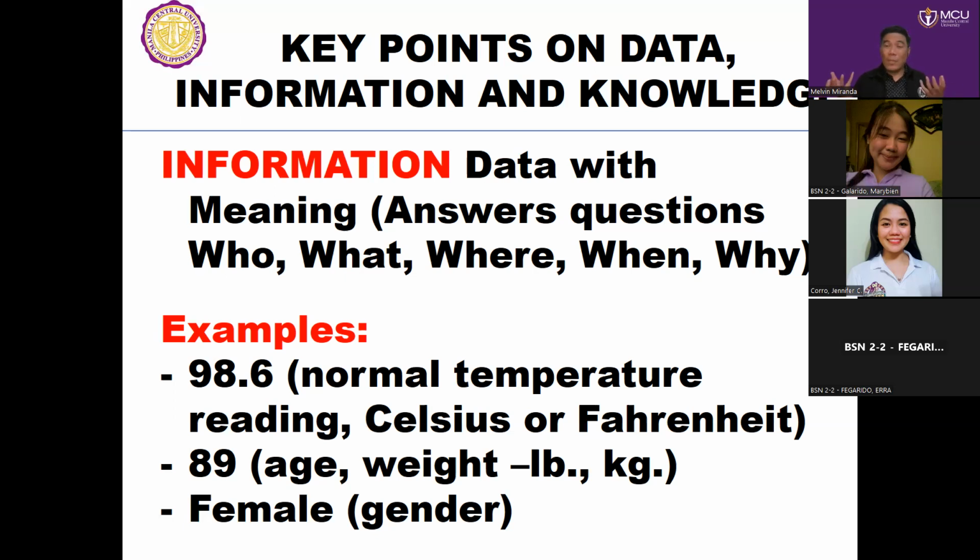So it matters that putting another identifier to the data will give us the right information. As we have mentioned, if 89 is with the pound or with the kilogram, or if it is linked with years old, then we could identify it as an age or a weight specifically. For the female, if we are just considering a gender, it remains data as a female alone.